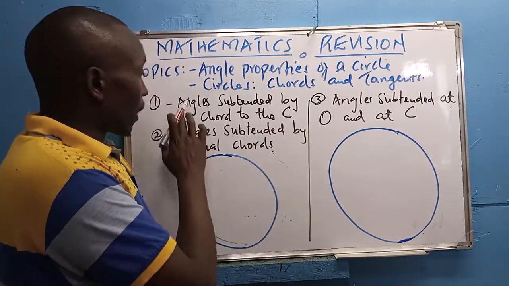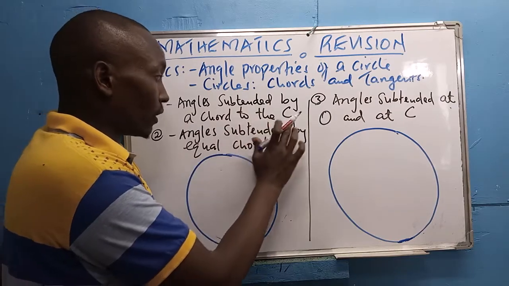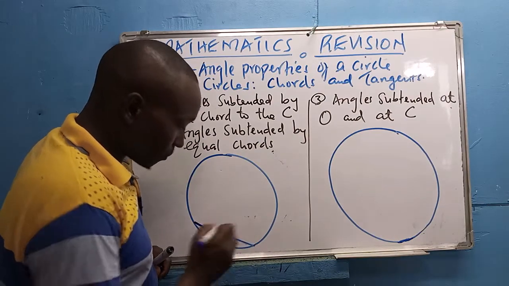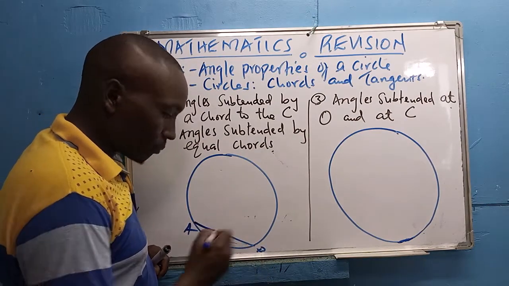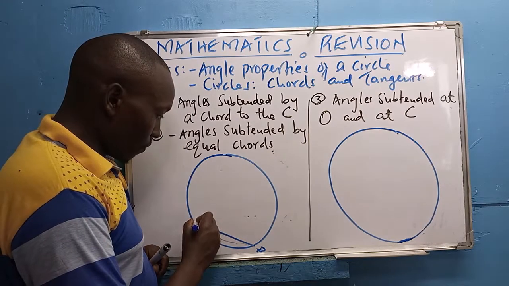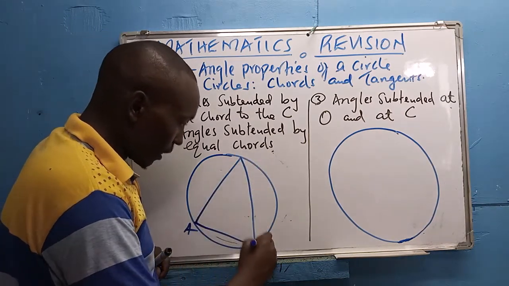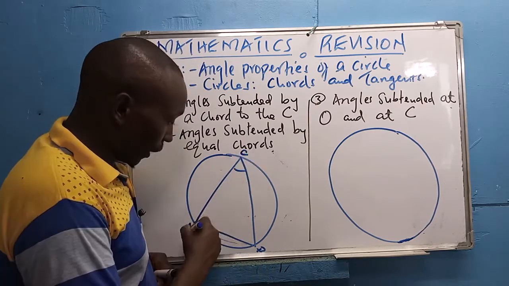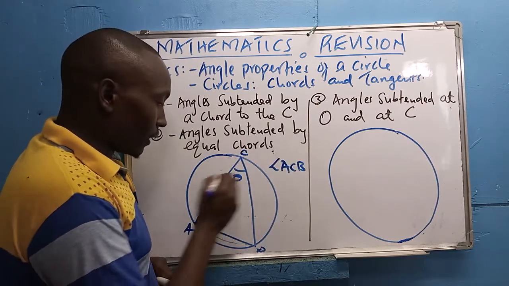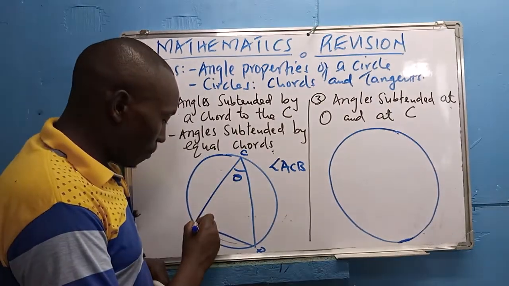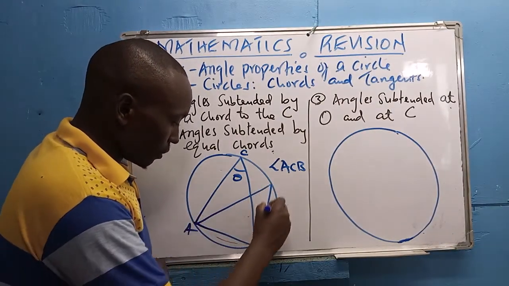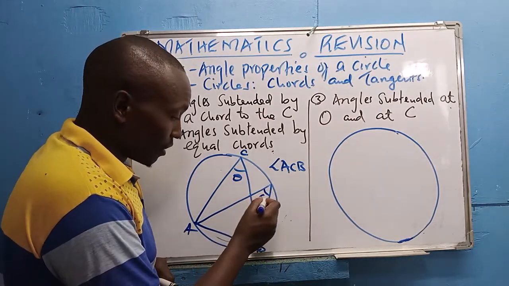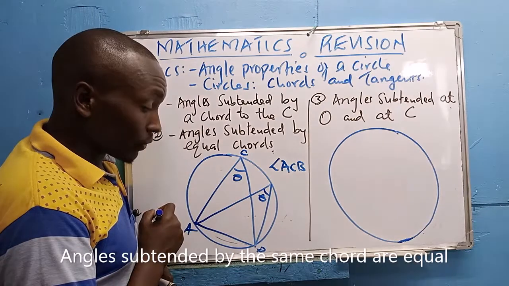Property number 1, angle subtended by a chord at the circumference. Assume that I have a chord AB. If I extend this, the chord AB has subtended an angle ACB. If this one is theta, and this chord subtends another angle on the same segment, theta, then these angles are equal.